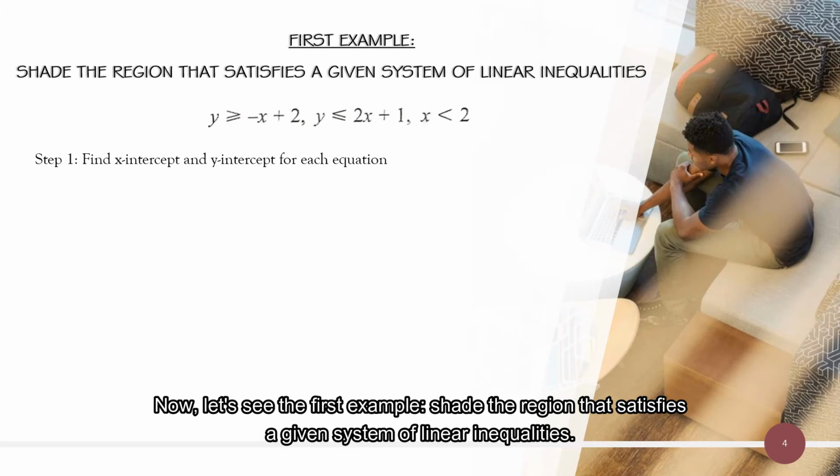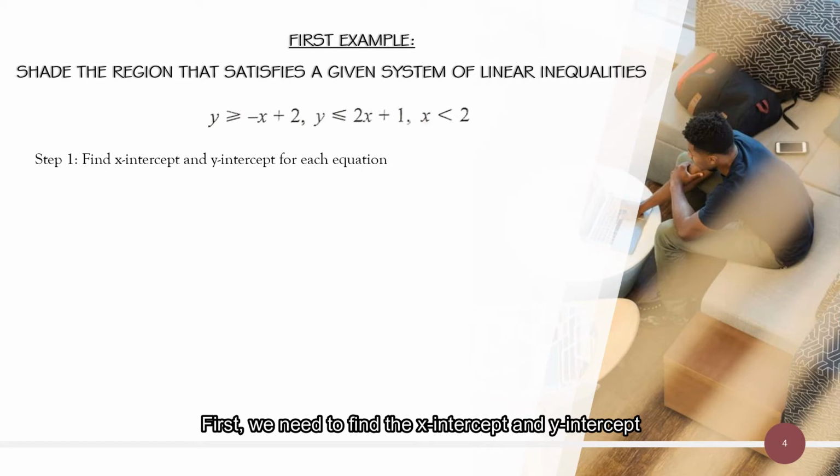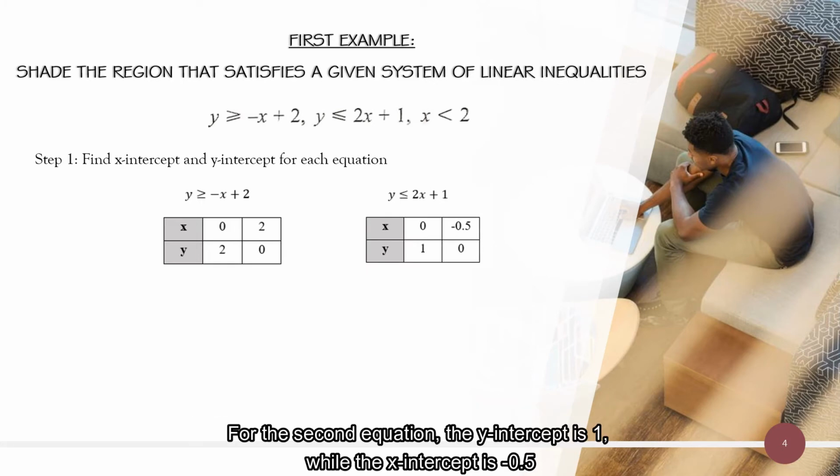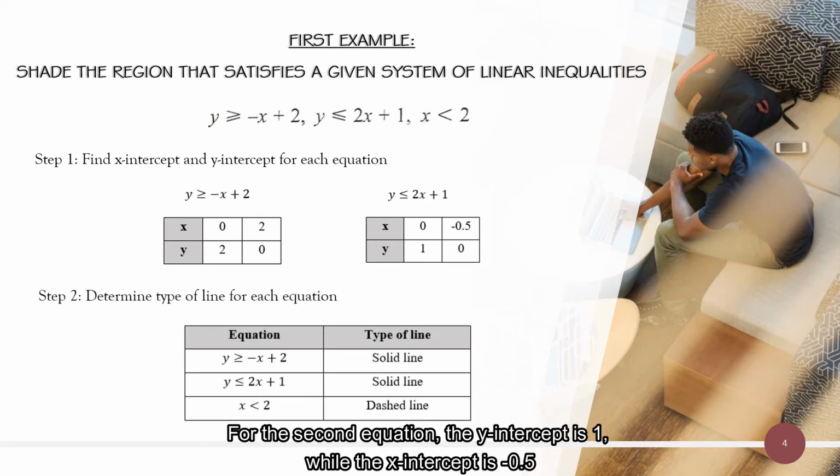Now, let's see the first example. Shade the region that satisfies a given system of linear inequalities. First, we need to find the X-intercept and Y-intercept. For the first equation, when we substitute x equals to 0 and y equals to 0, we will obtain y equals to 2 and x equals to 2. For the second equation, the y-intercept is 1, while the x-intercept is -0.5.